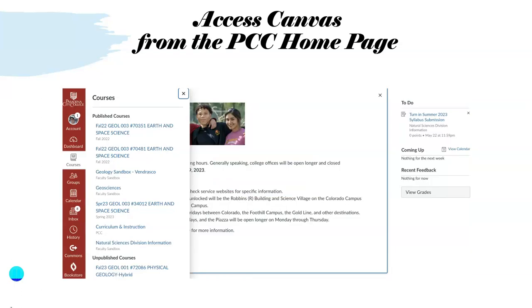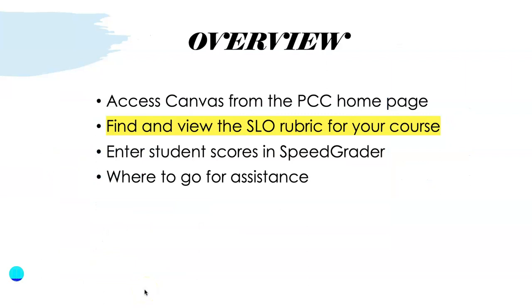You are then going to need to select the relevant course. From the left-hand menu, select Courses. In some cases, you might see published courses from the past, but if you're accessing your Canvas course for the first time, it will be down at the bottom under Unpublished Courses.